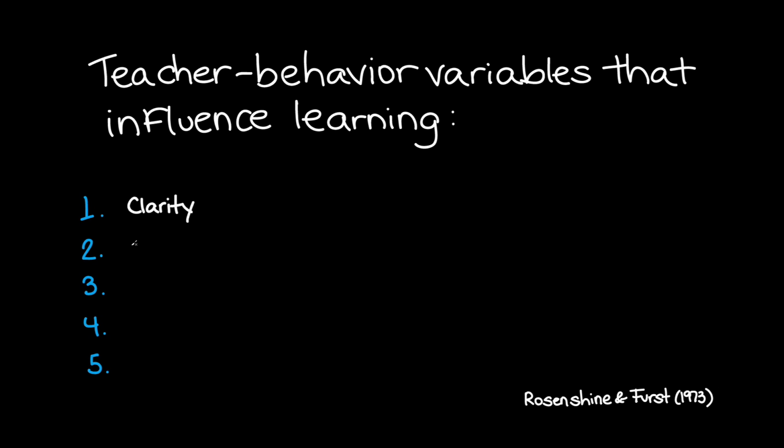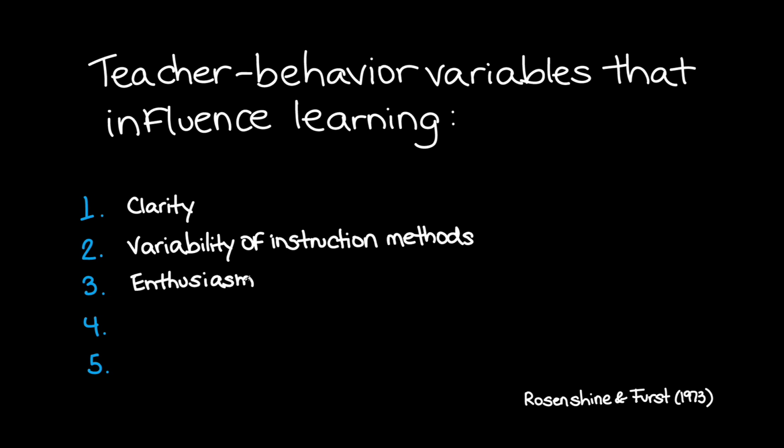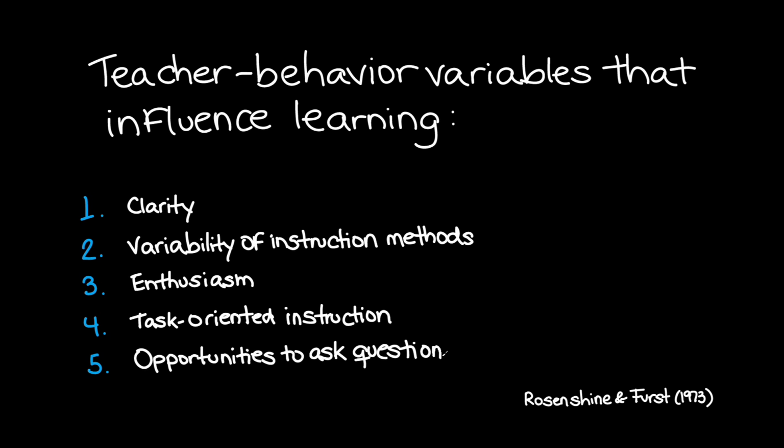1. Clarity, 2. Variability, 3. Enthusiasm, 4. Task-oriented instruction, and 5. Student opportunities to ask questions. Do any of these 5 teacher behavior variables appear in your own list?